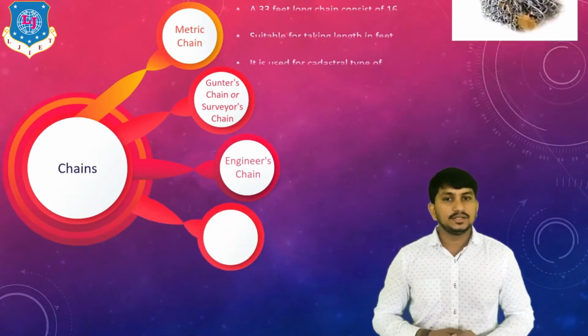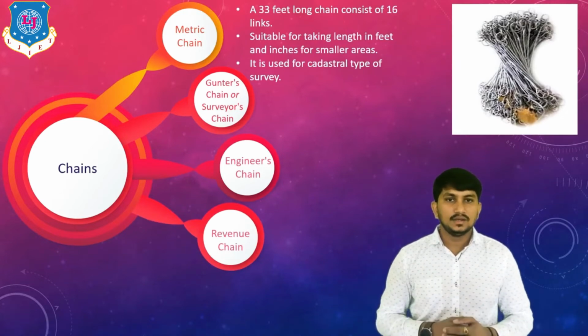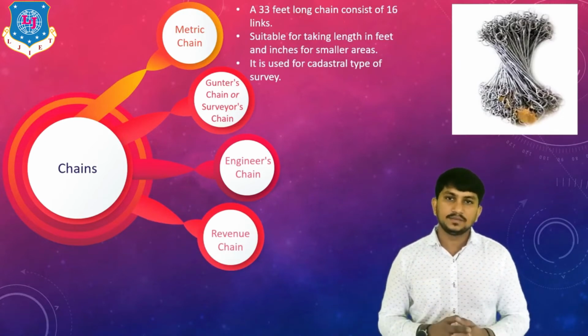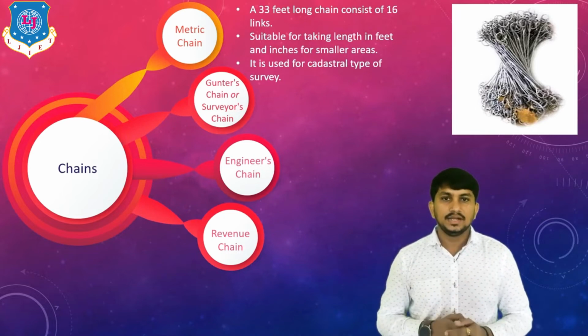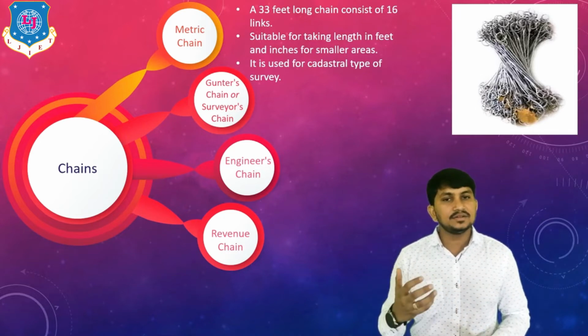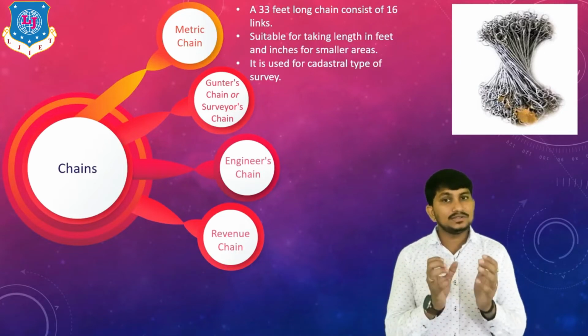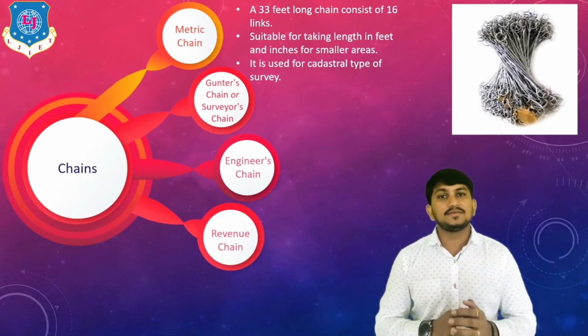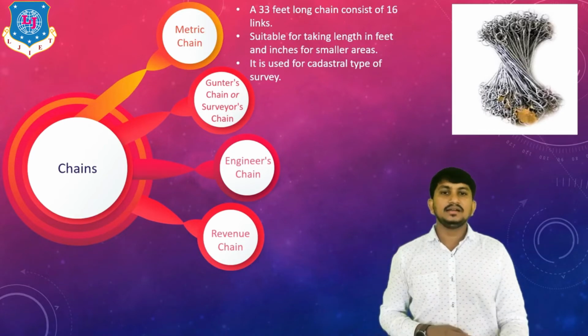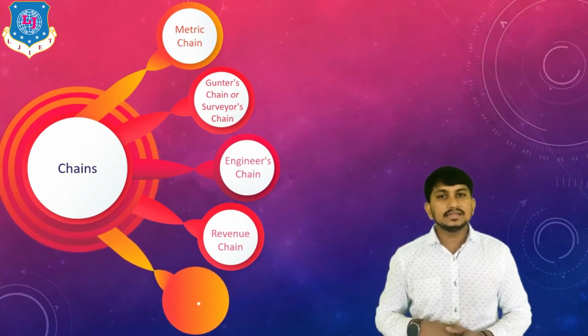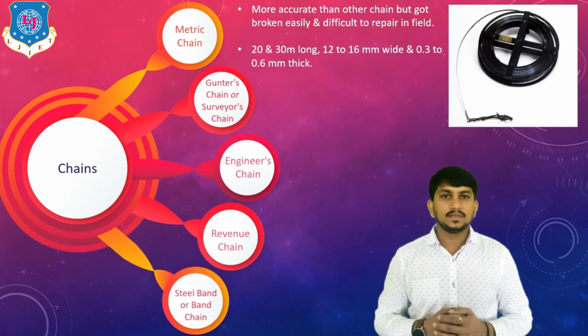Next type of chain is remedy chain, which is 33 feet long, having 16 links. It is suitable for taking lengths in feet and inches for smaller areas. It is usually used in cadastral type of survey. Next type of chain is steel band or band chain.